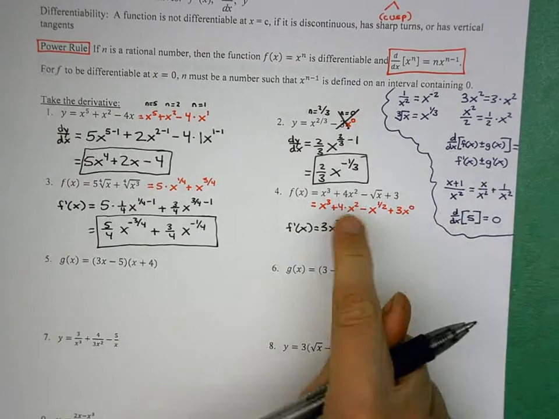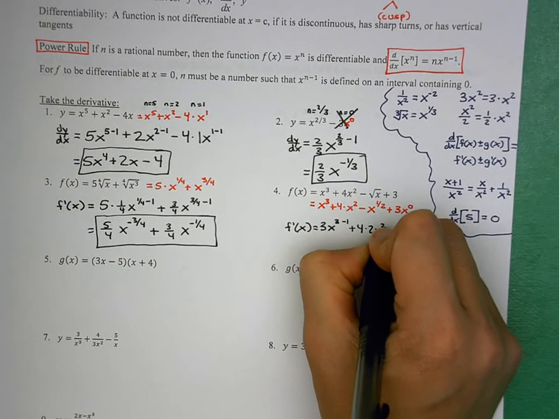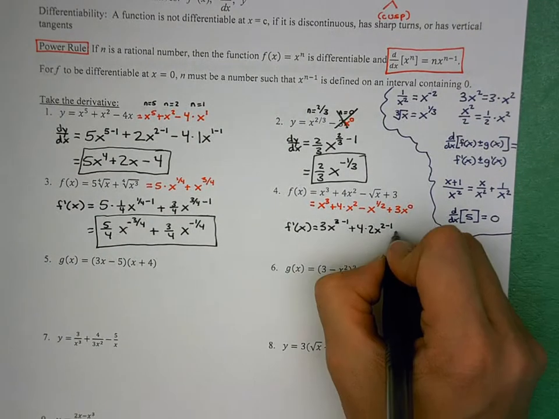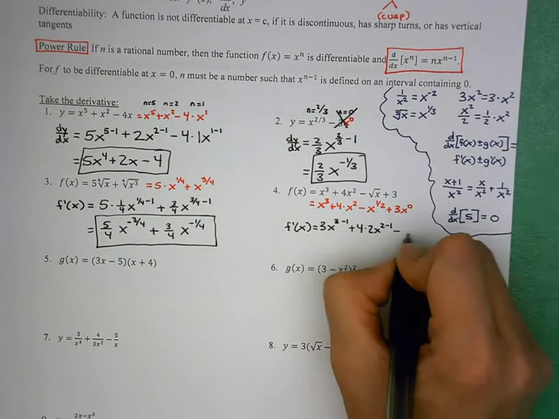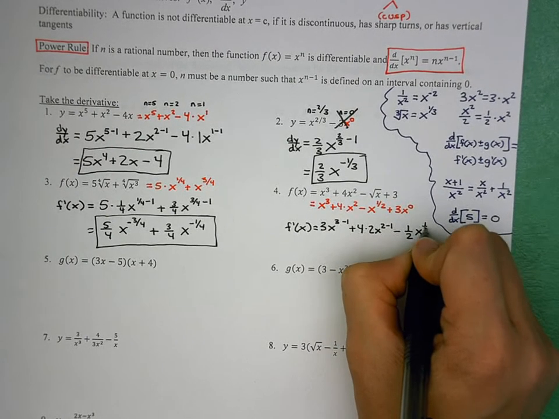Okay, here my n comes down in front, and my exponent becomes n minus 1. Okay, here my n is 1/2, so that 1/2 comes down in front, and then n minus 1.